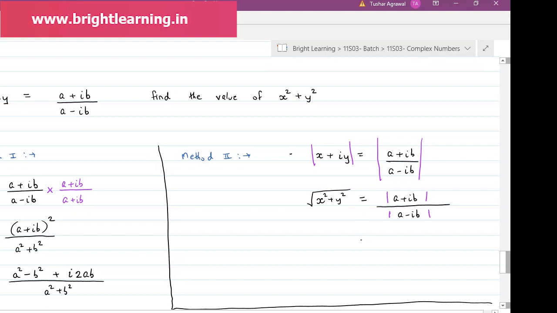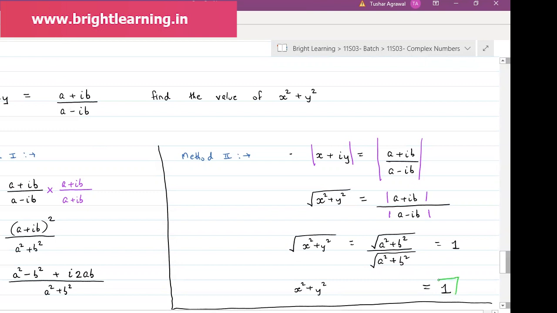Can I calculate the modulus of the numerator? Yes, sir, I can. It is a square plus b square under root. Can I calculate the modulus of the denominator? Yes, a square plus minus b whole square, so it is one and the same thing, a square plus b square under root. So x square plus y square under root turns out to be equal to 1. But he has asked me x square plus y square, so square both the sides and the answer is 1.